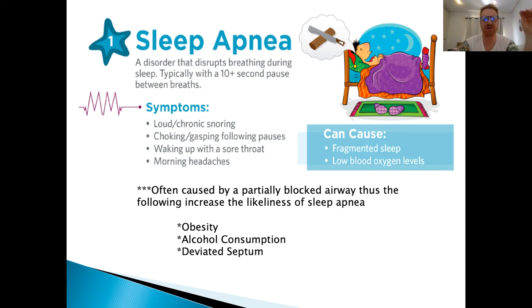Lots of things can increase your risk of it. One of them is obesity, so just having more fat and more mass pushing down on your throat as you're sleeping can increase your sleep apnea.